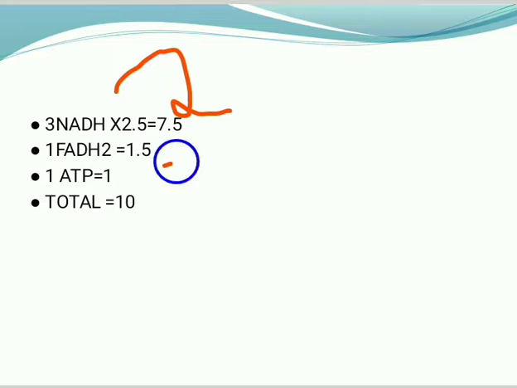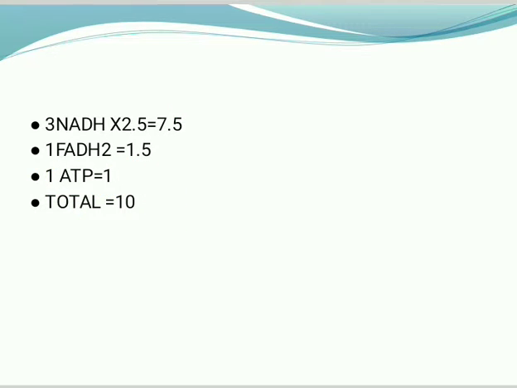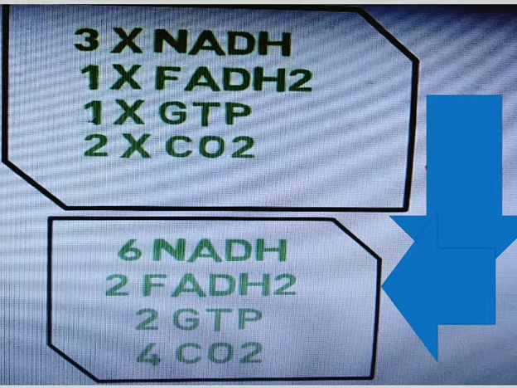1 FADH2 is equal to 1.5 ATP, and also 1 molecule of ATP is produced directly from GTP synthesis. So a total of 10 ATPs are synthesized in one TCA cycle, and we know that from one glucose molecule 2 pyruvate molecules are formed. So per molecule of glucose, 2 Kreb cycles occur. So the total is 20 molecules of ATP per glucose degradation, but for one TCA cycle there is the production of 10 ATPs.